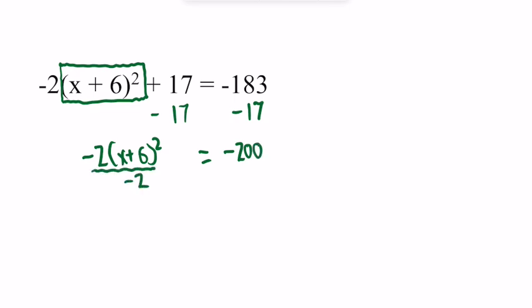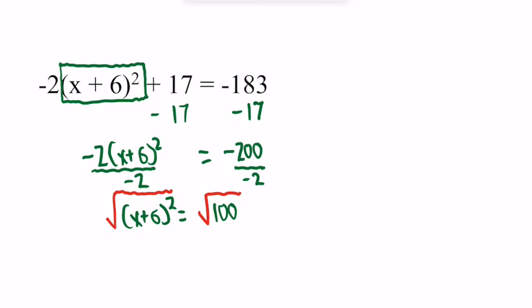Next, we divide both sides by -2, leaving us with x plus 6 squared equals 100. Now that we've got the thing being squared by itself, we can take the square root of both sides. When we're solving an equation and we take a square root of both sides, we'll stick a plus or minus in front of the number on the right side. It's a good habit to learn to go ahead and just do that first at the beginning.